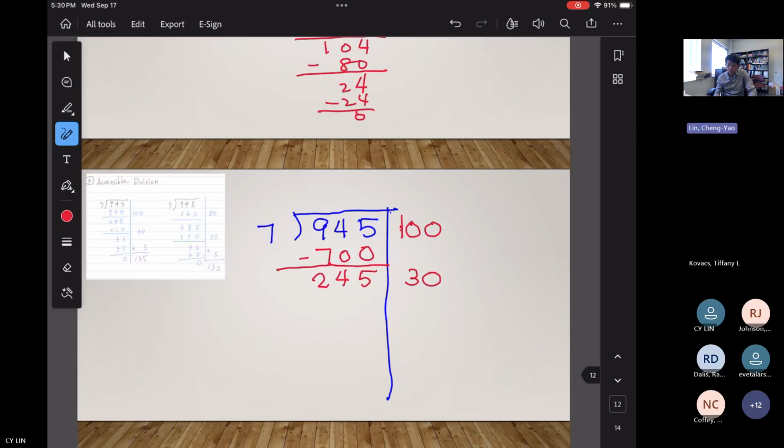And next, I will just choose 30. 7 times 30, how many? 210. I subtract this, so therefore I got 35. And I have 5 times 7, 35. Got a 0. And then add up the total here: 100 plus 30 plus 5. The answer is 135.